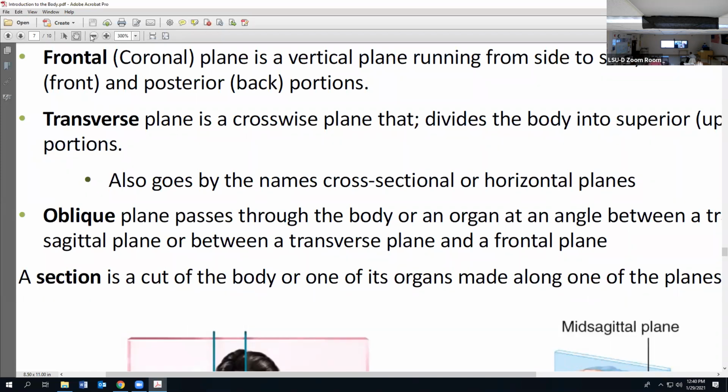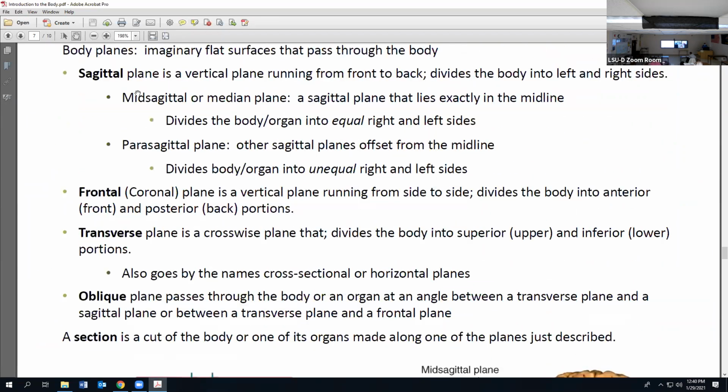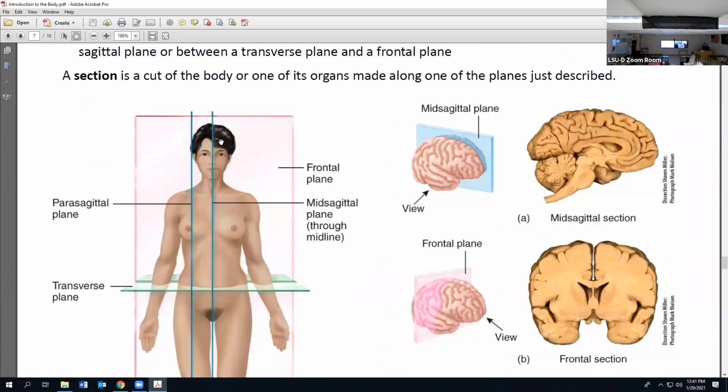All right, let's talk about what we call body planes. Body planes are imaginary flat surfaces that pass through the body. You want to think of a body plane kind of like an imaginary pane of glass. And that's kind of a nice visual. In fact, the picture really looks, with these different planes, like they are pieces of glass passing through the body. Okay.